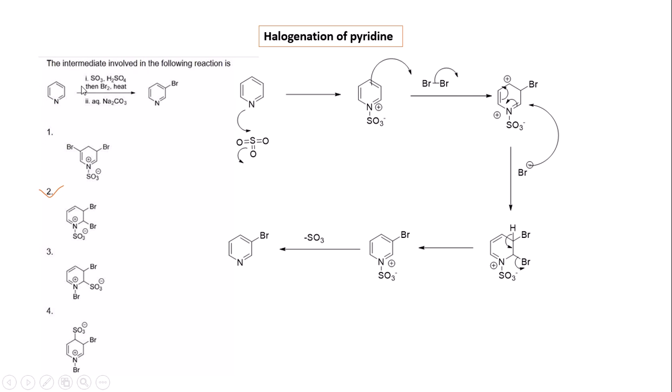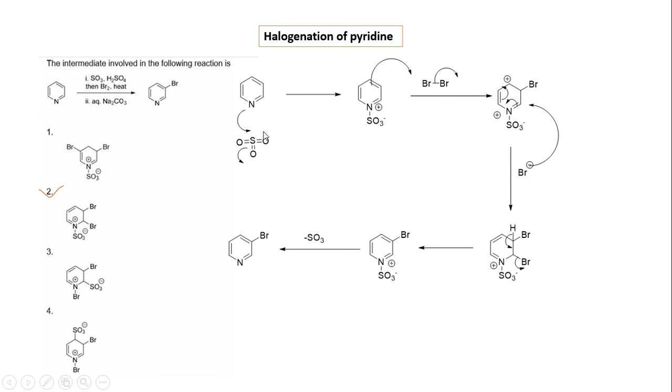In the case of the halogenation of pyridine, the halogenation can take place in presence of sulfur trioxide with sulfuric acid. Sulfur trioxide can coordinate with the nitrogen lone pair to produce the ionic intermediate, and then this ionic intermediate has no lone pair to attack the bromine molecules.